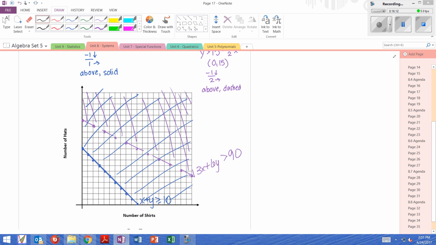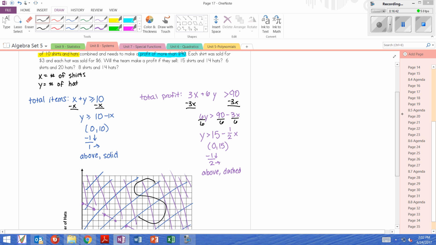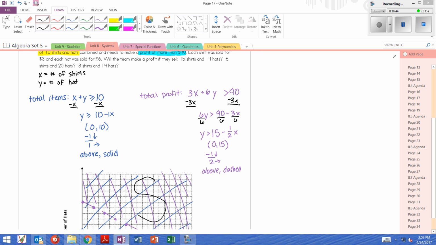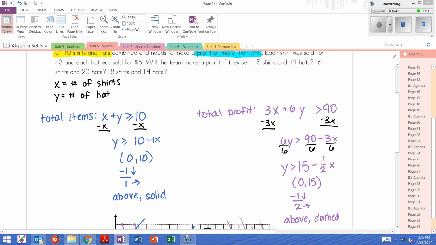Another thing, notice how I crisscrossed my shading. I always find that it's important to do this because it helps you to see where the shading should happen. And lastly, where the overlapping shading regions are, we are going to put a giant S, which represents the solution. Any single point in that crisscrossed area of shading is going to make the inequality system true.